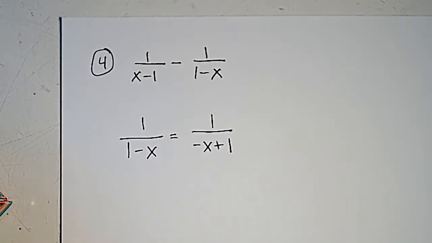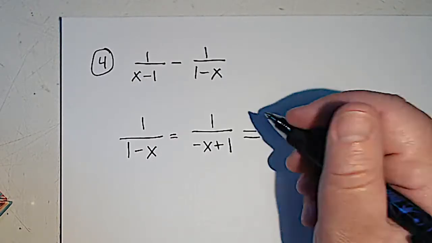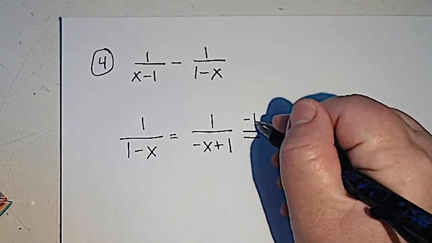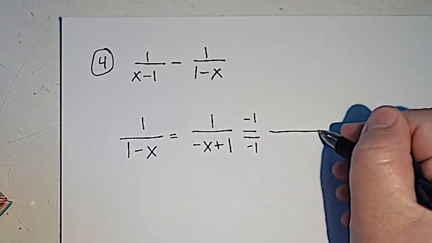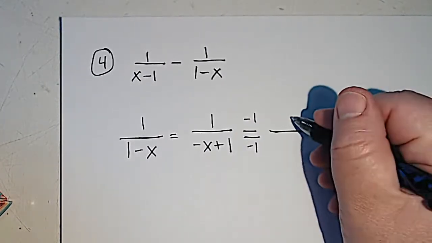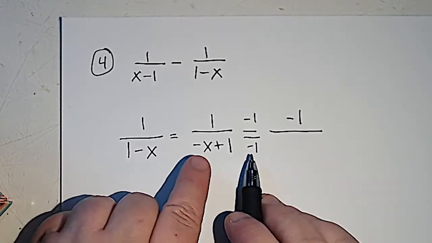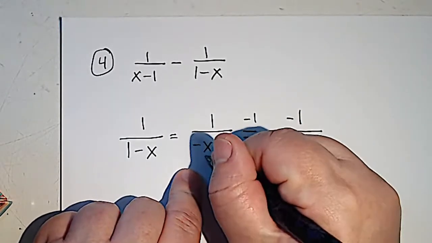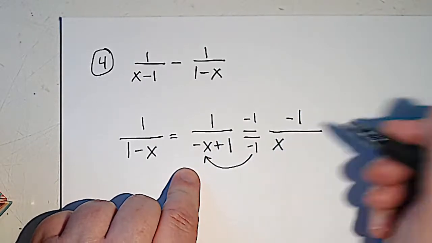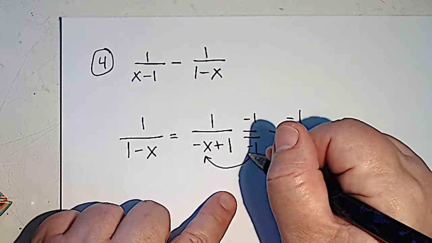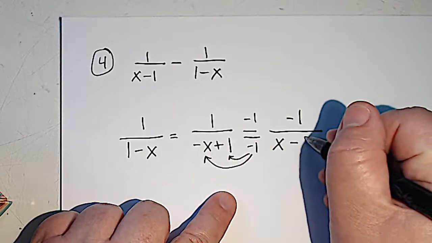Now, what if we take that, and what if I were to just randomly multiply top and bottom by a -1? So up on top, I'd get a -1. Down in the bottom, -1 times the opposite of x gives me just plain x, and -1 times 1 gives me -1.